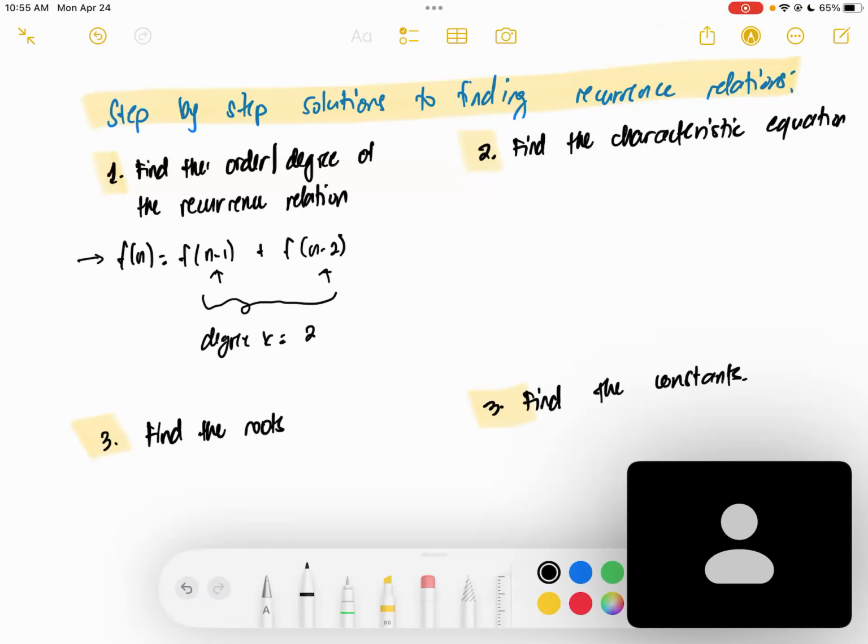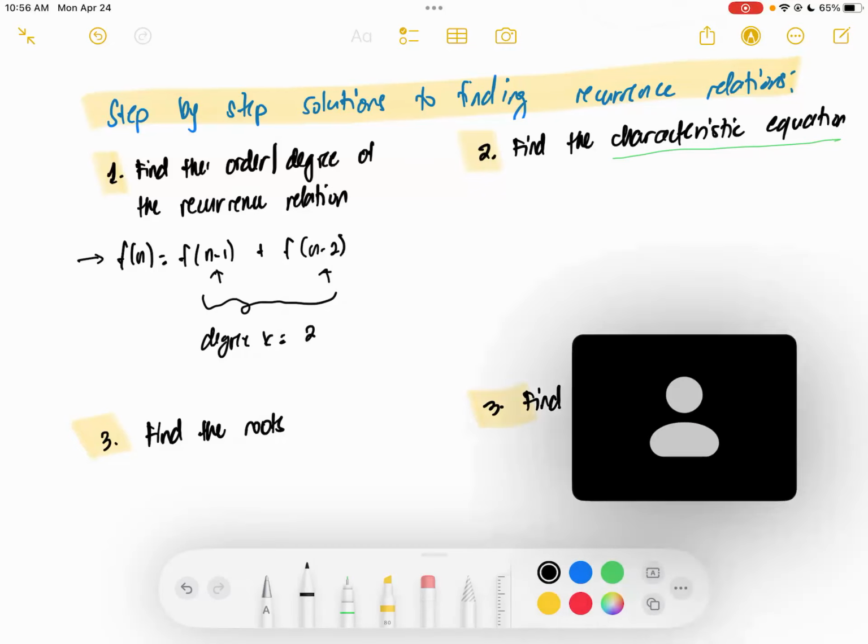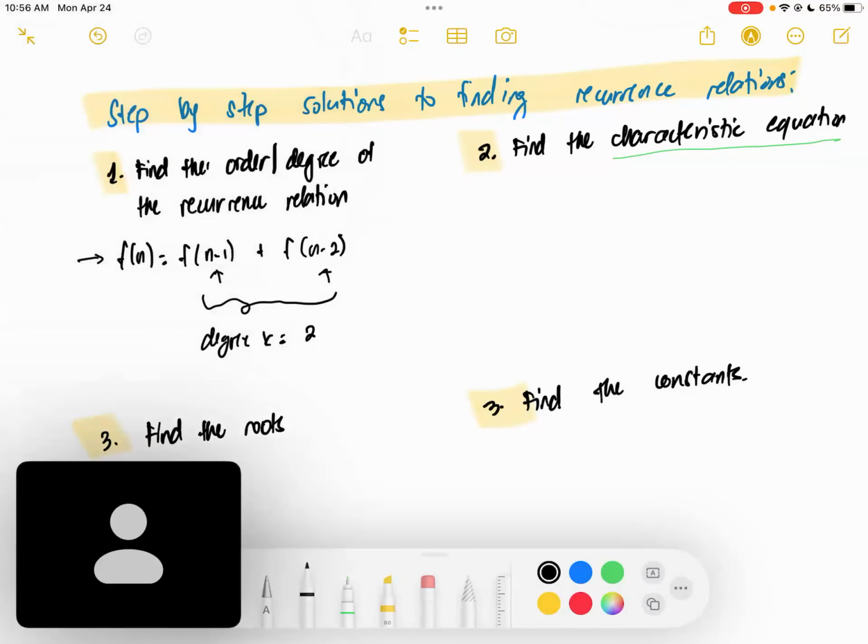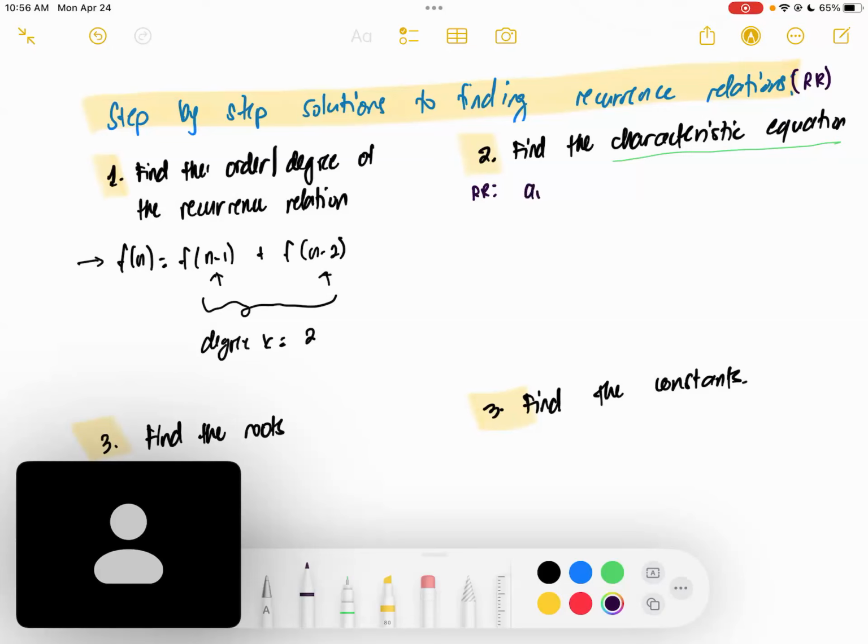Alright. The next step is finding the characteristic equation. To find a closed form solution or expression for the sequence, we need to find a characteristic equation that relates the current term to the previous terms. So if we have a recurrence relation, let me just use RR for recurrence relation: a_n = c_1 a_(n-1) + c_2 a_(n-2) until c_k a_(n-k).